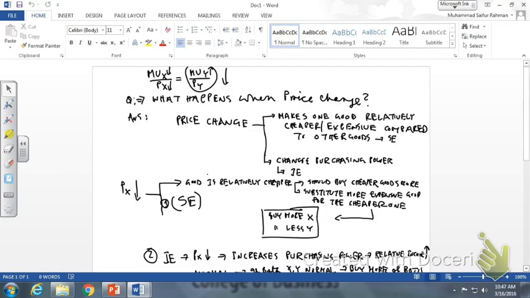Let's start with this question: there is a change in price, and how does our consumer respond to that change in price? The discussion that we are having today is very much in line with our utility maximization concept, which we covered in the last class. Our utility maximization was done by equating the marginal utility per dollar across the goods that our consumer is buying.